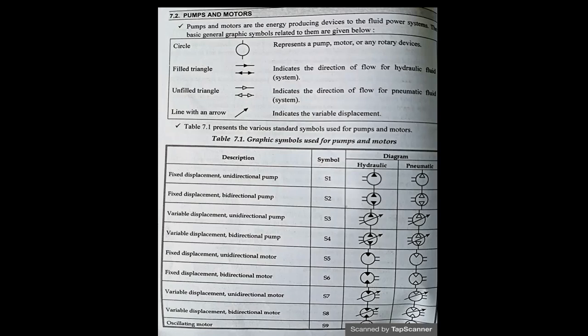The general graphic symbol looks like a circle. Kindly note it down, I will draw the symbols. First thing is the circle, a round circle with two lines drawn at the top and bottom. The circle represents the pump and motor or any rotary devices. So normally a circle means it is a pump or a motor. I will tell you the difference between pump and motor now.